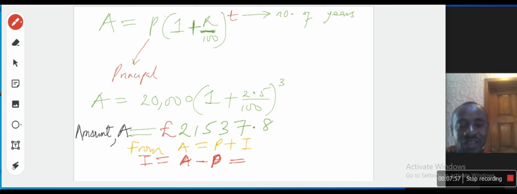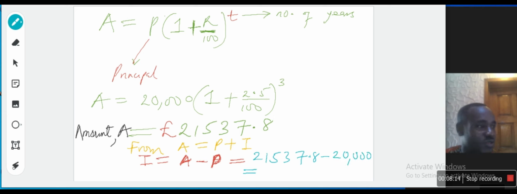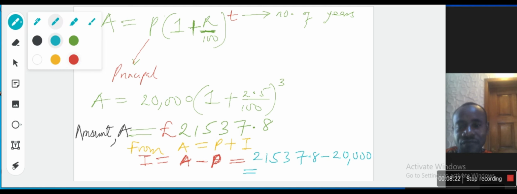What's the amount again? 21537.8 minus the original thing he invested. I hope you know it's not 20,000. Oh, 20,000, good. The original thing he invested was 20,000, so 21537.8 minus 20,000. That should be 1537.8.